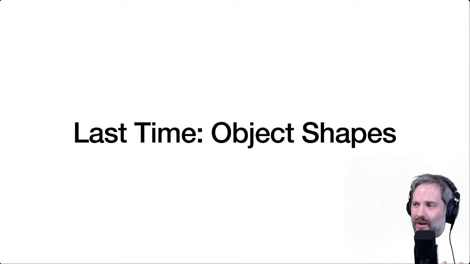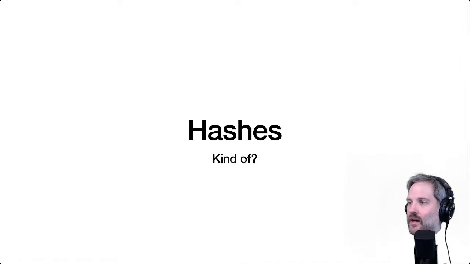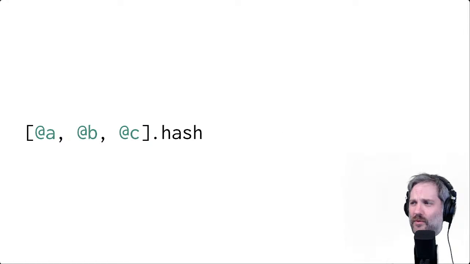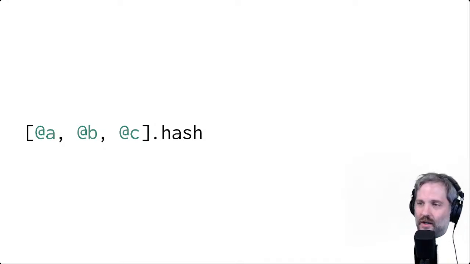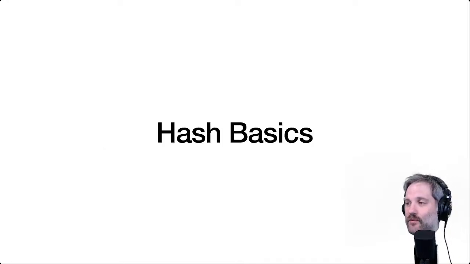Today we're going to talk about hashes, though. We're going to talk about kind of hashes. Specifically, we're going to be looking at code that looks like this, like when you call the hash method on an array. But we'll see why a little bit later. This is the code that we're going to speed up today. But first, I want to cover a little bit of hash basics.